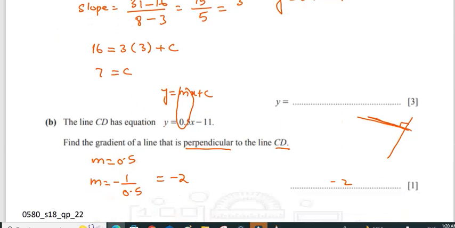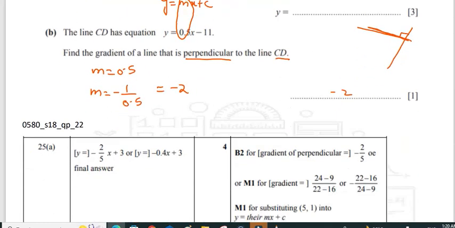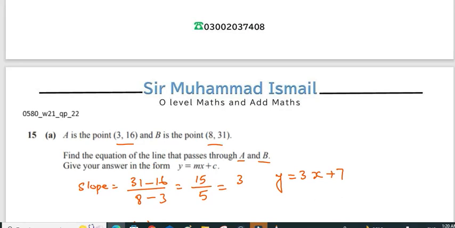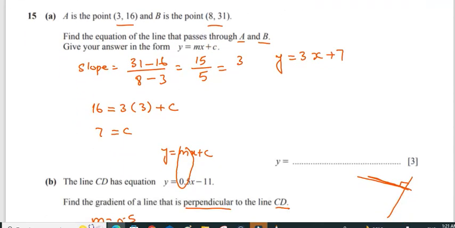Now I think this is the last question of this series. This will be year 2021. This is question number 15. The question says that A is this point and B is this point. Given that these 2 points are already provided to you, you have to find the equation of the line that passes through AB.